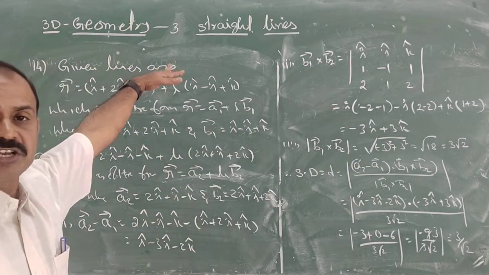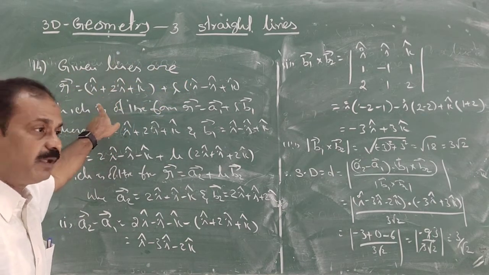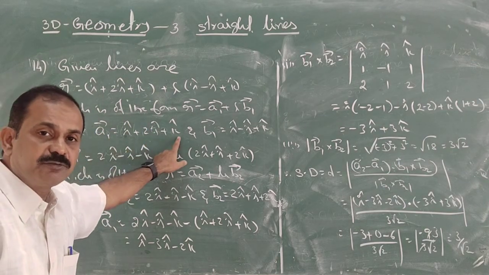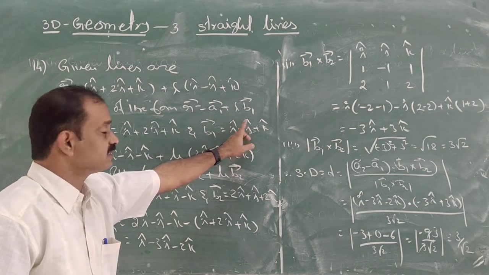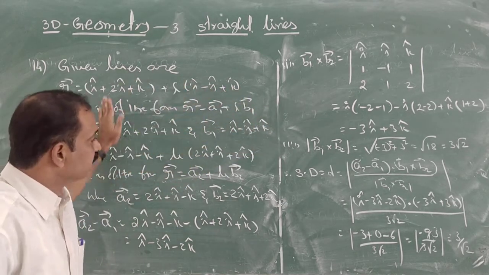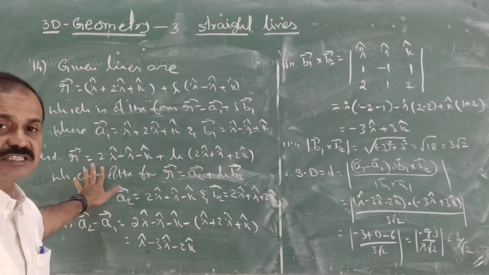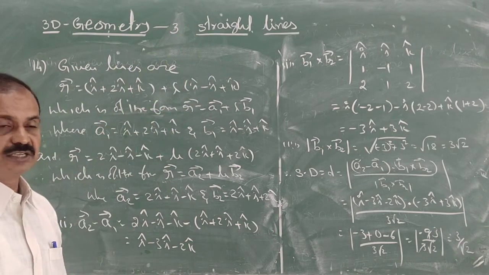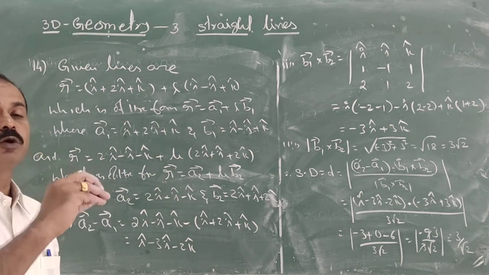When it is given in Cartesian form, convert into vector form. A1 is nothing but x1 i plus y1 j plus z1 k. B1 is here a1 i plus b1 j plus c1 k. Just transform into vector, then follow the same thing. So I hope you have understood how to find the shortest distance between two lines. So with this I will stop. Then in the next session we will speak about the planes.